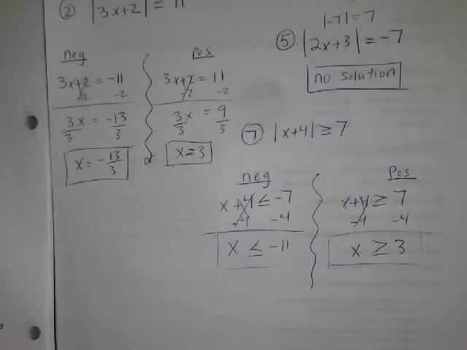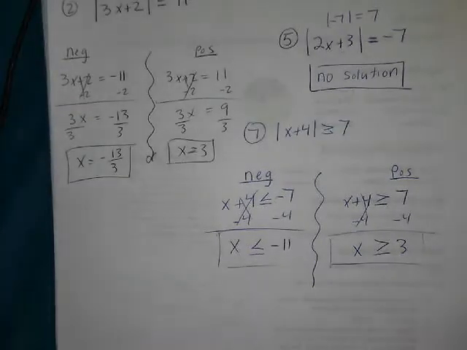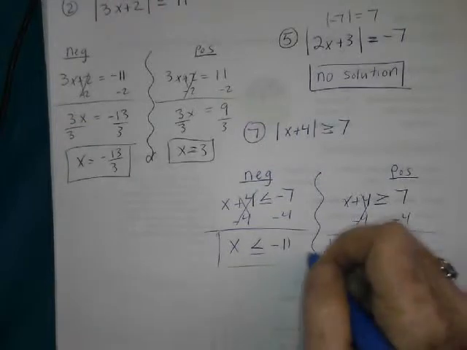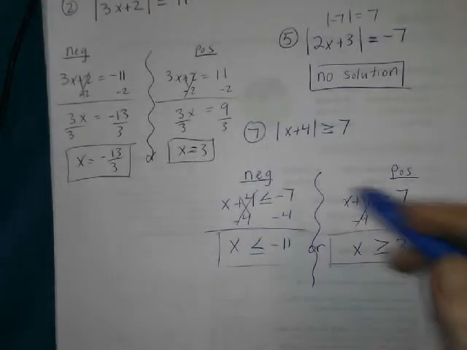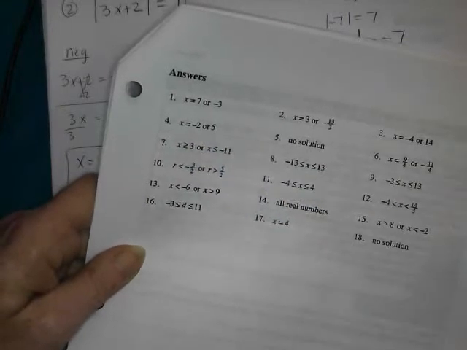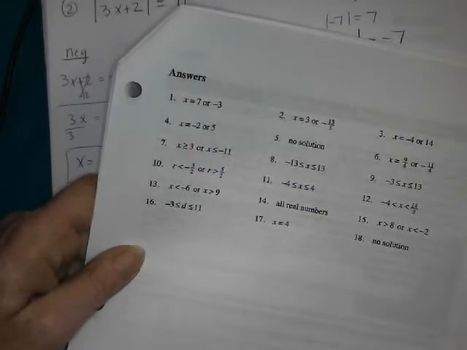And let's check our answer. You should write an "or" in there. If you look at your answer, I usually try to remember to write an "or" in there. Number 7: x is greater than 3, or x is less than or equal to negative 11. So I want to have time to do number 14.